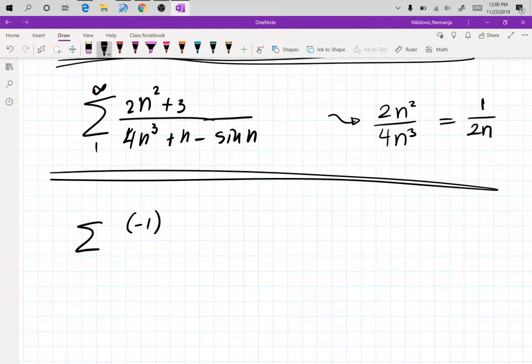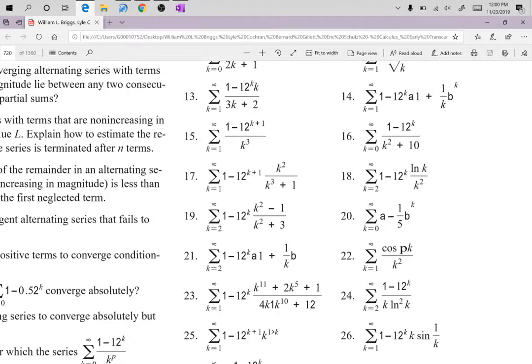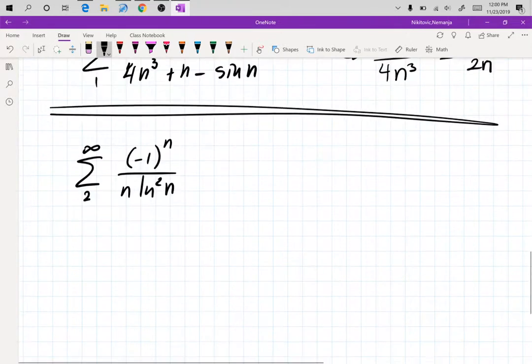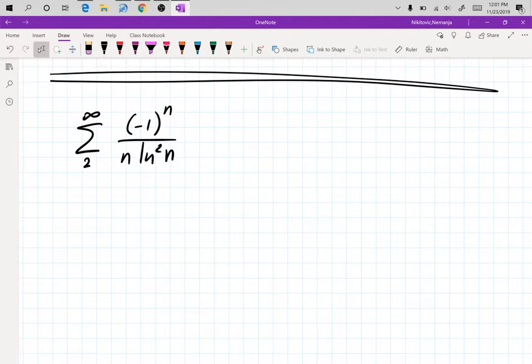Summation of -1 to the n over n ln squared n, from 2 to infinity. I better be 2. Yep, 2. Good. So first of all, we know it's an alternating series because we see this -1 to the n, which is the term that will alternate the sign. So we're good there.